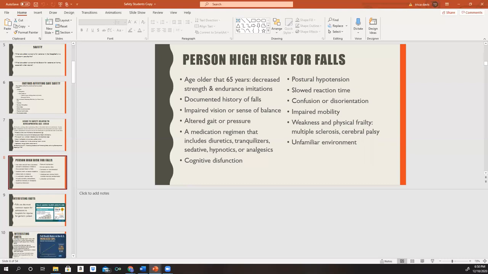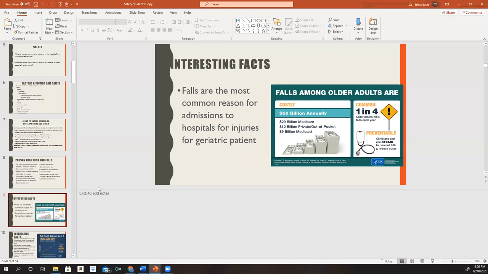So here are some interesting fun facts. Falls are the most common reason for admissions to hospitals for injuries for the geriatric patient. I can attest to this. I can't tell you how many. Lately, except for COVID, I feel like at least once or twice a week I got a patient who would come in because they had a fall. It's so common and it happens all the time.